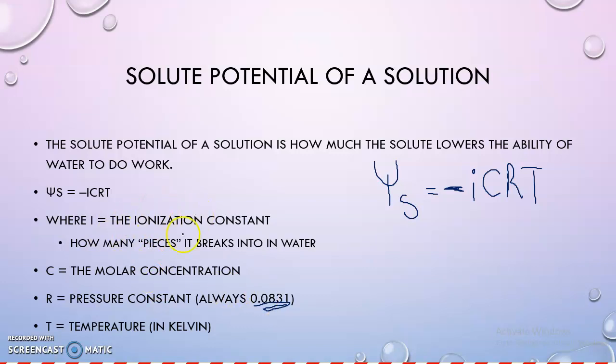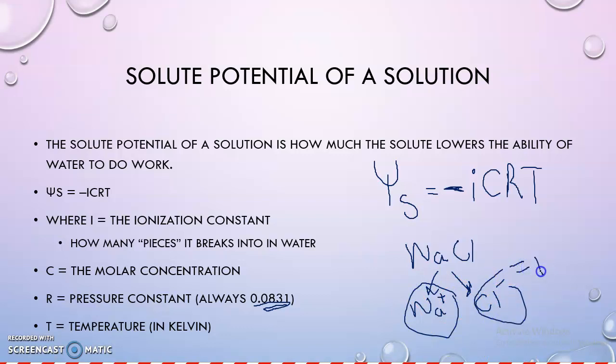Now let's talk about I. I is the ionization constant, and that's essentially how many pieces it breaks into when you put it in water. So let's use NaCl as an example. NaCl is an ionic compound. So when you put it in water, it breaks into sodium and chloride. So it breaks into two separate pieces. So its ionization constant, or its I value, would be equal to 2.